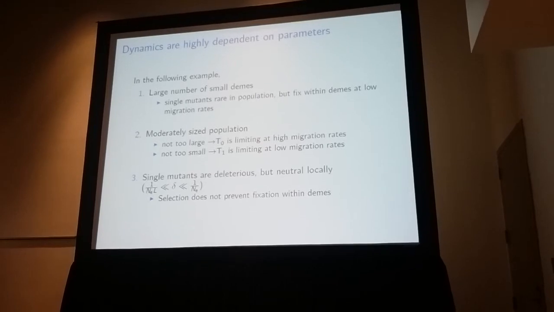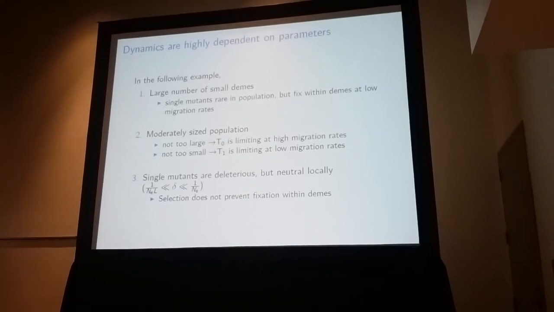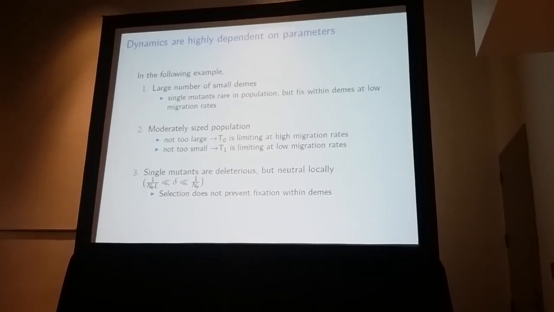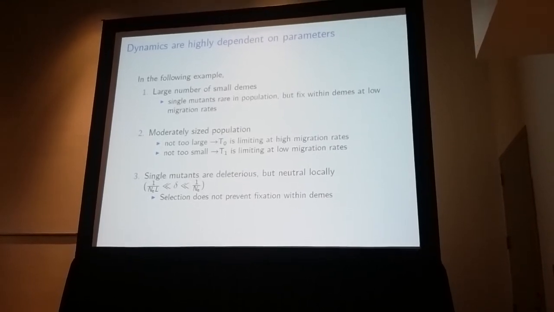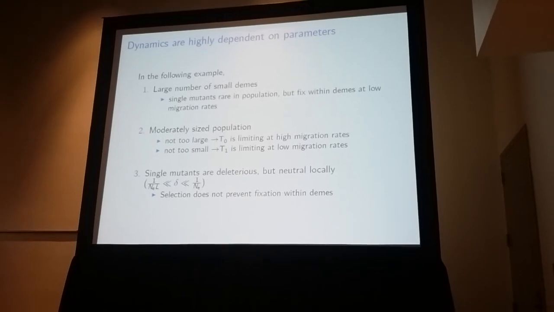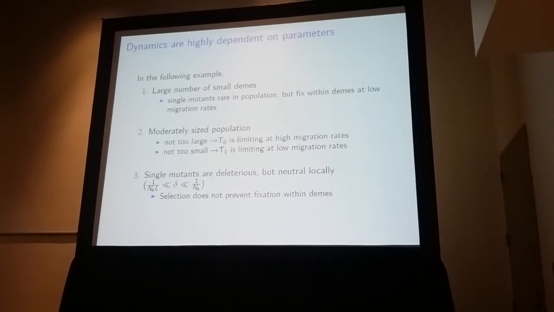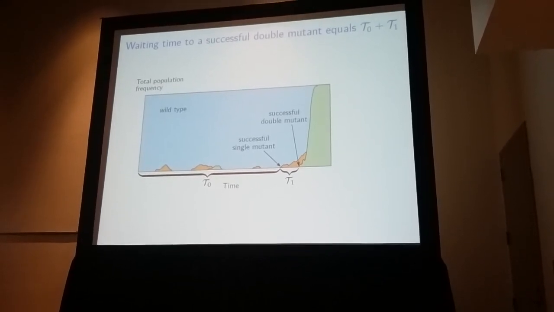And then finally, in this case I'm considering, single mutants are deleterious but they're neutral with respect to an individual deme, so they can neutrally fix within a deme, which is important because if selection prevents single mutants from fixing within demes, it's harder for subdivision to have an effect on accelerating valley crossing.